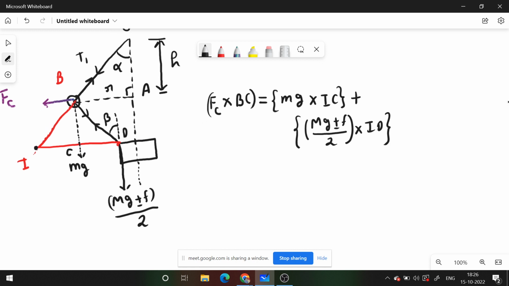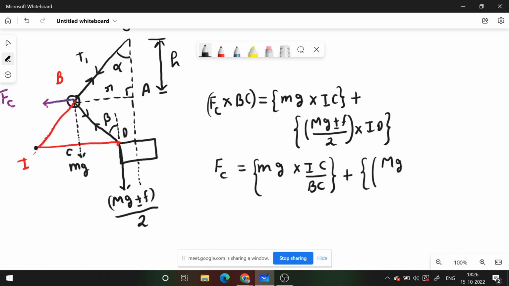Now divide the equation by BC. Fc will be equal to mg into IC upon BC plus mg plus minus f upon 2 into ID upon BC. Clear? Now this is equation number 1.